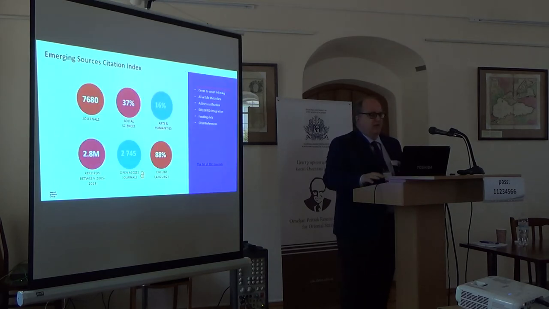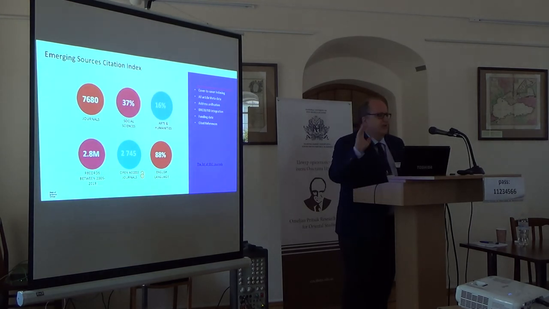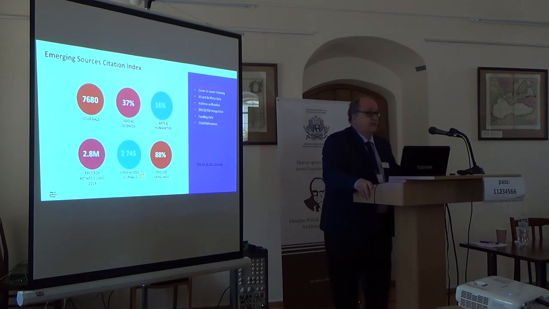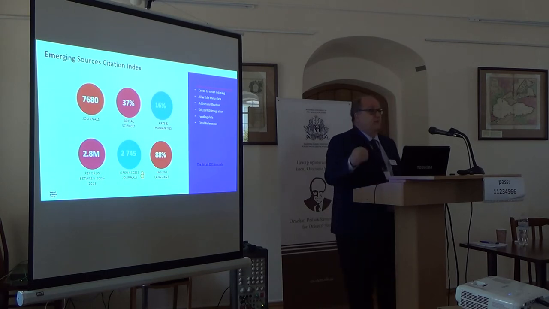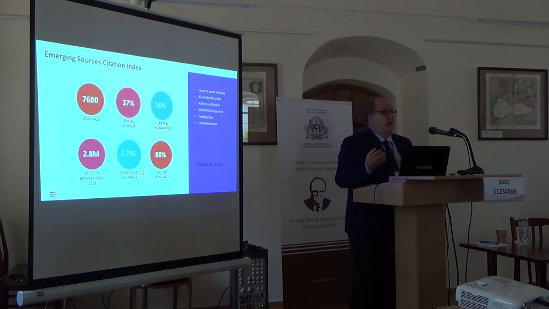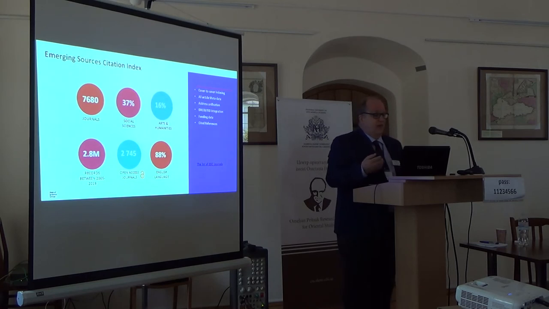And when we did that, we picked 7,680 titles. 37% of those titles are from the social sciences, so it expands the social sciences almost up to 8,000 titles with the SSCI, the Social Sciences Citation Index. 16% of those titles were from the arts and humanities. And that very clearly gives the content a boost in the humanities, up to around 3,000 titles.